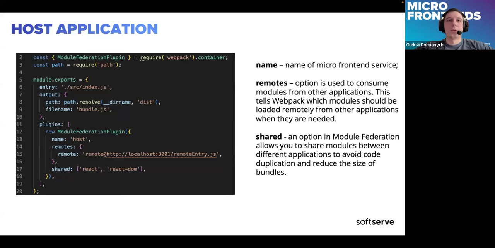Okay, let's move on and see how we should configure and use the Module Federation plugin. We will also have some time to use this approach in practice, as I said, but first of all, we need to understand the params we are using. As you can see, it's just a simple configuration for Webpack. What's interesting here is the plugin, the Module Federation plugin. Here we have a name. It's the name of the micro frontend service. The name can be anything you want.